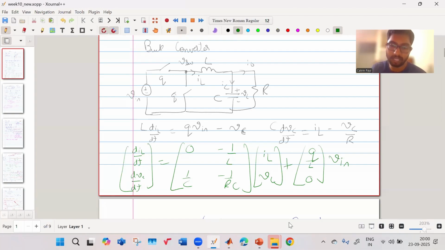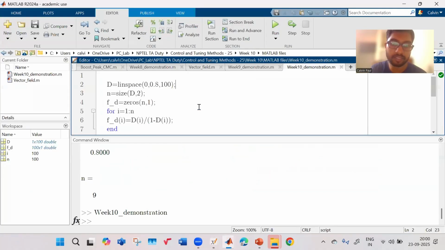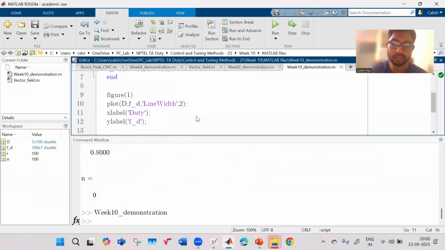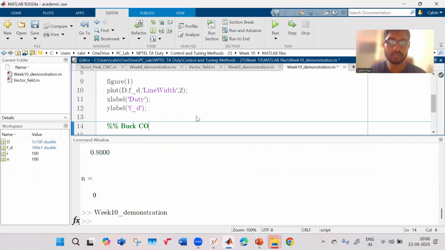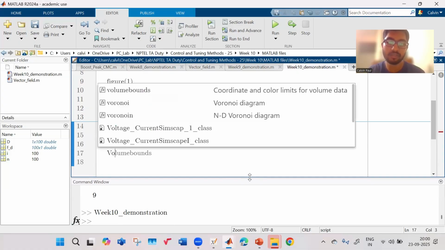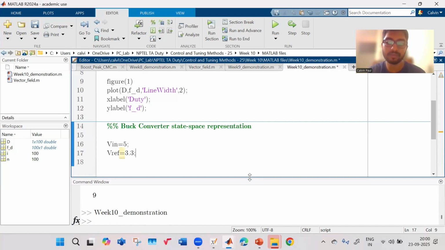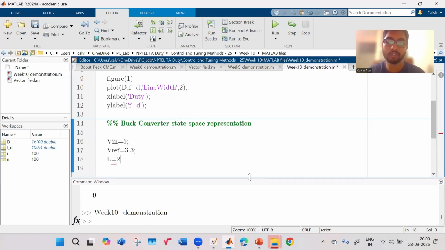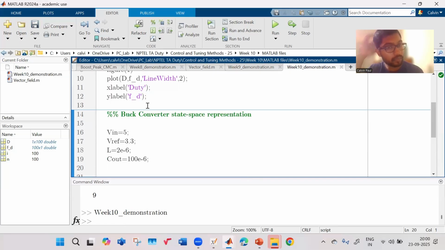So now let us write it down in MATLAB. Let us do your buck converter state space representation. We consider the case V in is 5, which we were seeing. V out, the reference voltage, is 3.3, right? Your L was 2 microhenry. Your output capacitor was 100 microfarad. Okay.